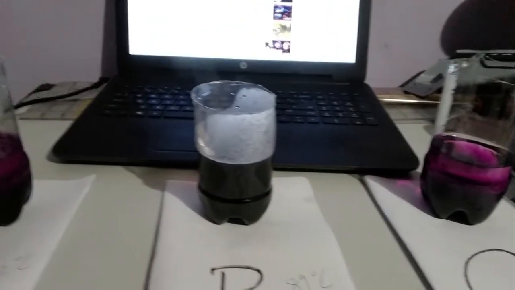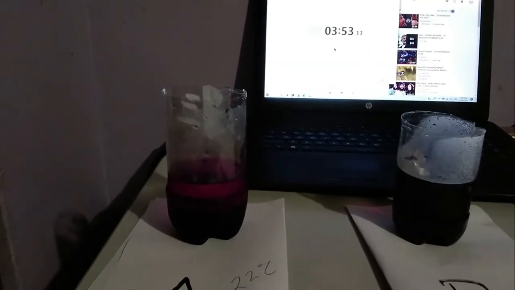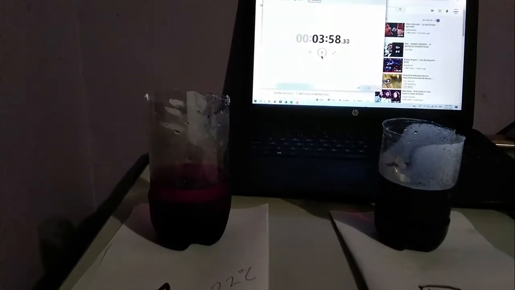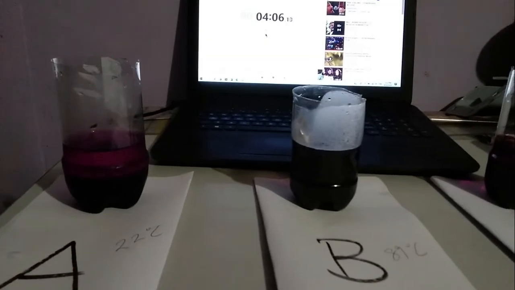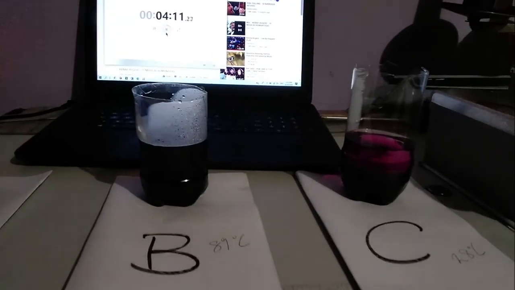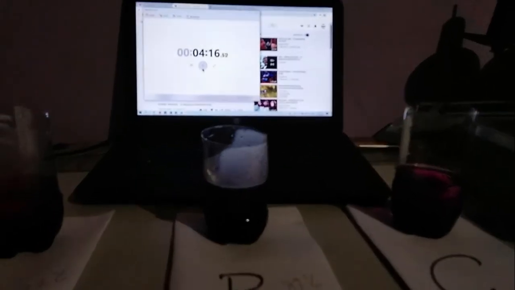It's a very important part of your CSEC syllabus to find out about diffusion and osmosis. And today we are working on diffusion. We have just used potassium permanganate with 200 ml of water. Temperature 22 degrees Celsius, 89 degrees Celsius, and of course 28 degrees Celsius. And like I have said, this is the COVID response to the experiment.